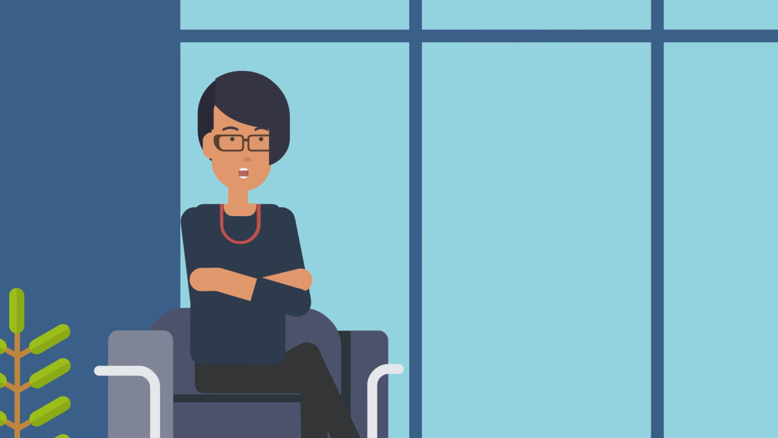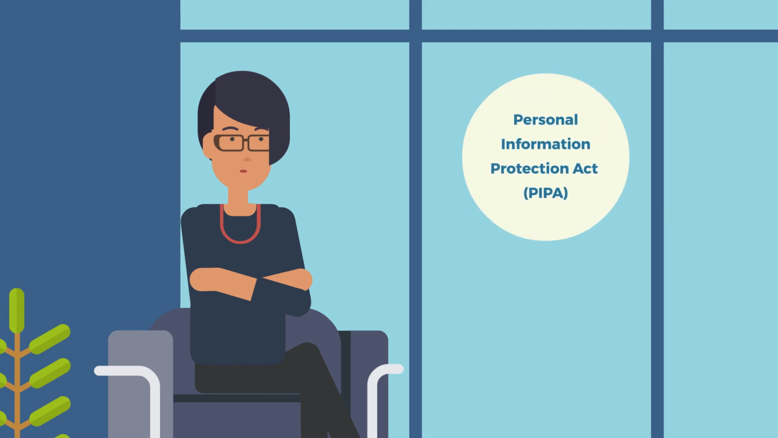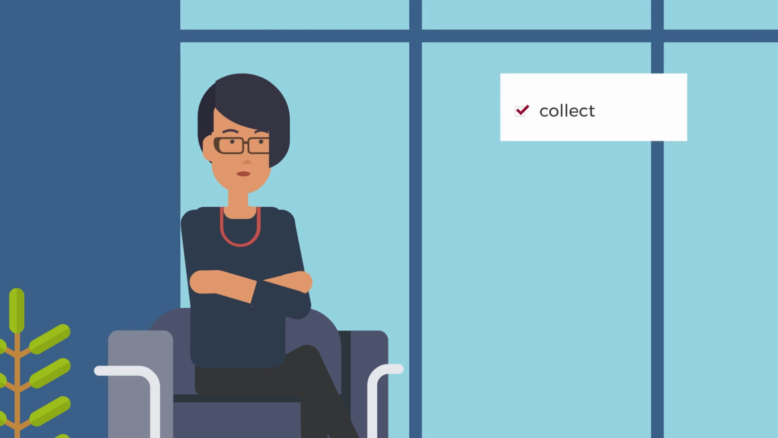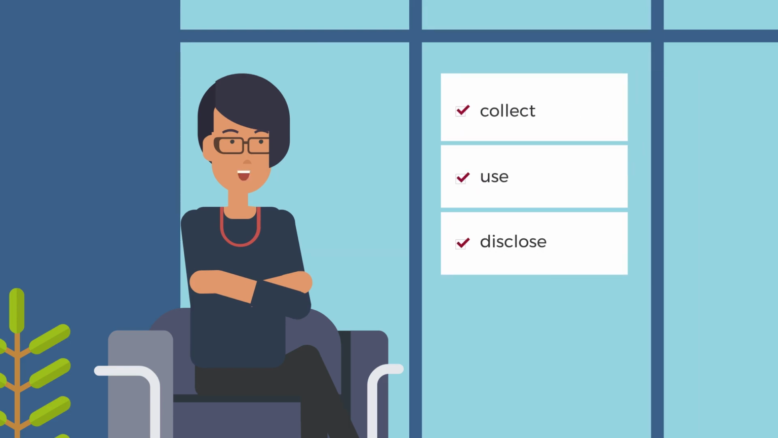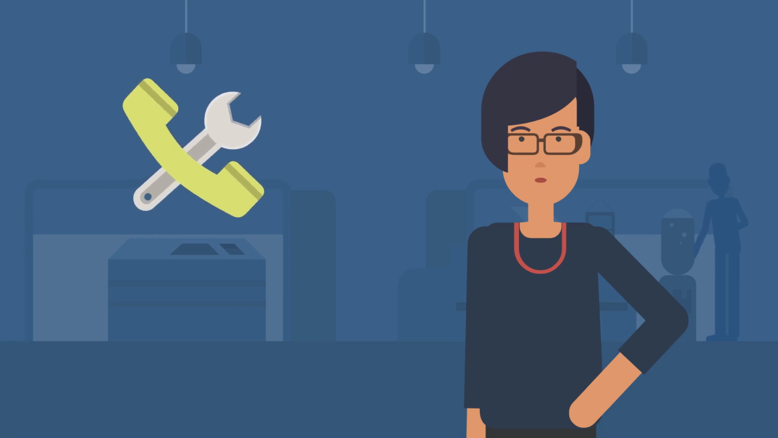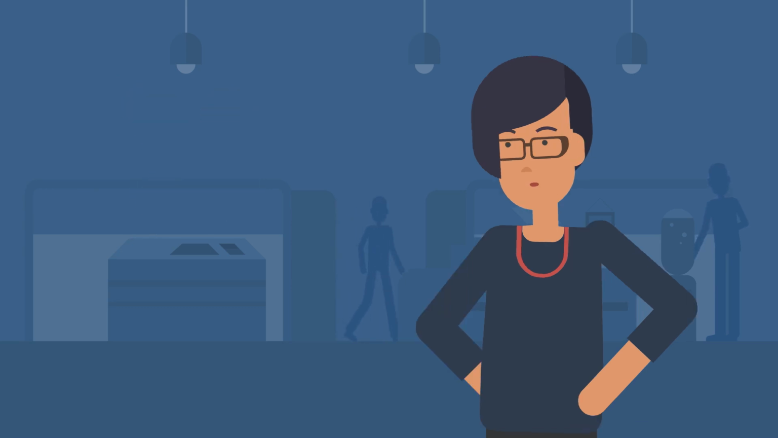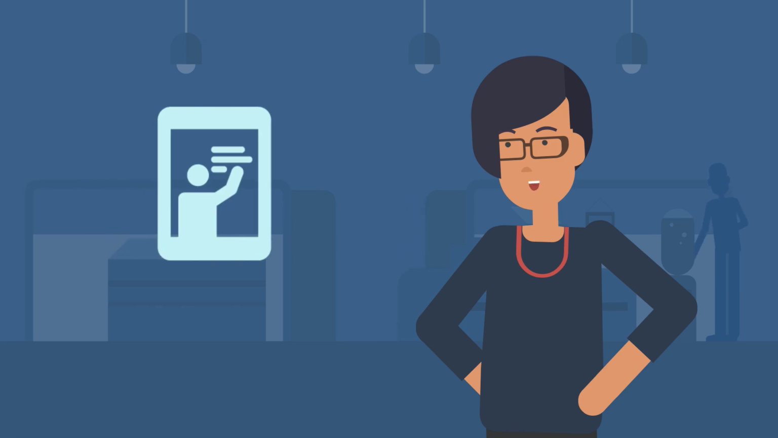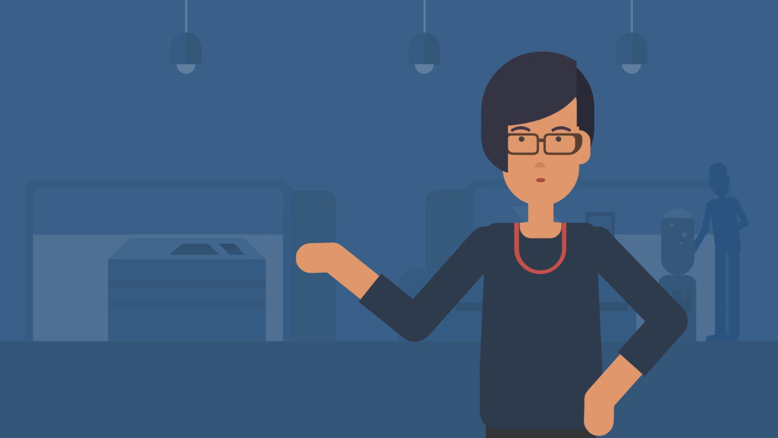This series offers information to private organizations about their obligations under the Personal Information Protection Act, also known as PIPA. PIPA is a law that governs how organizations like yours can collect, use, and disclose personal information. Maybe you're here because you're part of an organization that provides goods or services to British Columbians, and you want to brush up on your privacy obligations. Perhaps you're developing privacy training for your employees. Or maybe, as a consumer, you want to learn about how organizations are required to handle your personal information. No matter the reason, you've come to the right place.